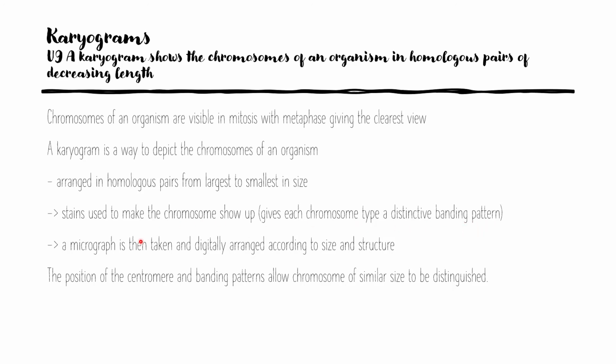A micrograph is then taken and digitally arranged according to size and structure. So if we have homologous pairs that are similar in size, the position of the centromere and banding patterns allow us to differentiate the chromosomes that may be of similar size.